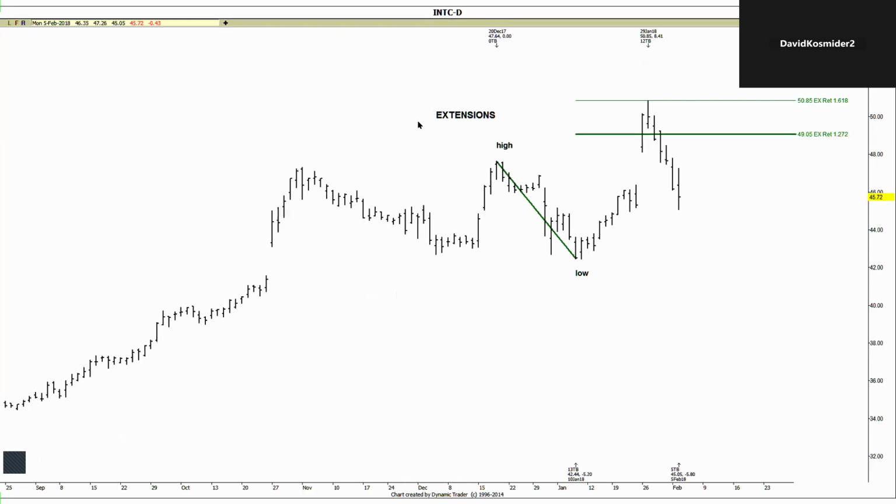Okay, so in the case of Intel, this is a daily chart. This is where I measured a prior high to low swing, ran the extensions. Didn't see anything at the 1272, but at the 1618, we did see a pretty healthy reversal. Looks like the extension came in at 50.85 and the exact high was 50.85. But remember, in this case, it was a perfect hit, but don't assume that you're going to see it like that every single day. Anytime you get close to an extension, though, just remember to ratchet up stops.